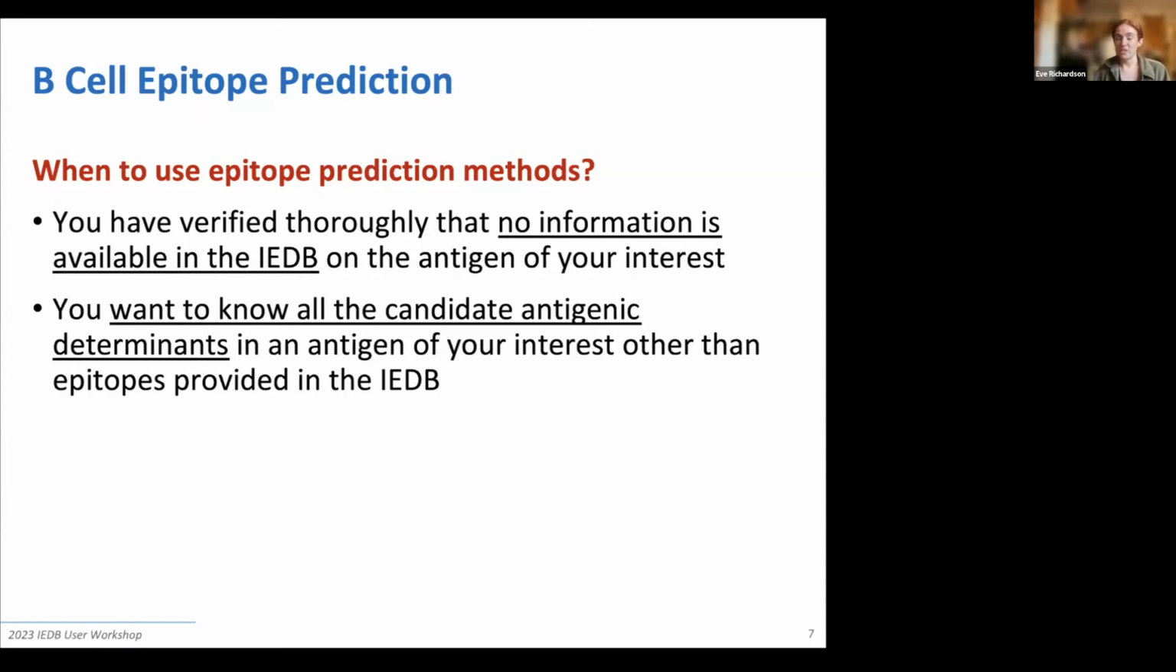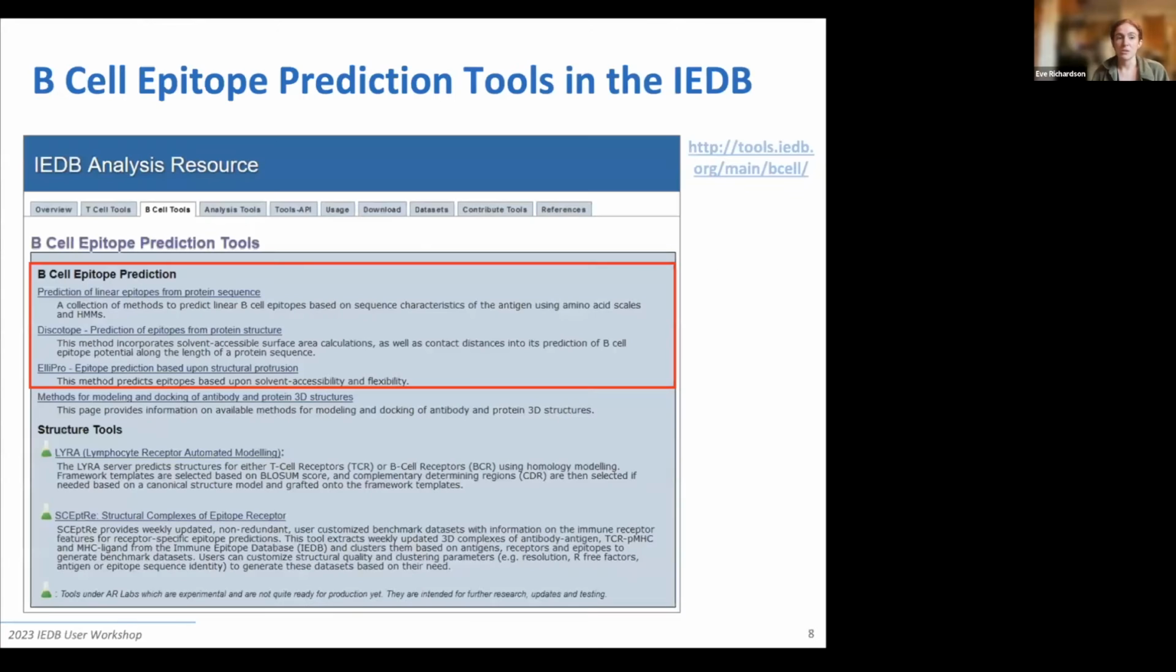But even if you find some information in the IEDB, you may also want to know all of the candidate antigenic determinants in your antigen of interest, other than the ones that other people have described experimentally. So there are multiple scenarios in which you might want to use epitope prediction methods to understand your antigen better and understand how it's likely to be recognized by B cells.